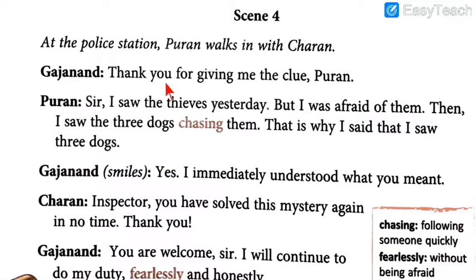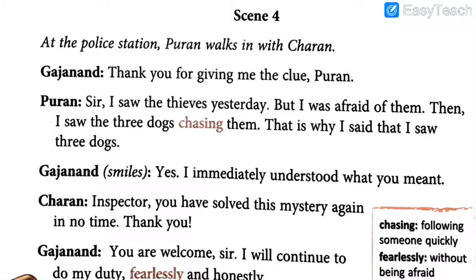Gajanan: "Thank you for giving me the clue, Puran." Now Puran was also there with Charan. Puran, the cook, remember? So Puran was also there in the police station with Charan, and Inspector Gajanan first says to Puran that, "Thank you for giving me the clue."